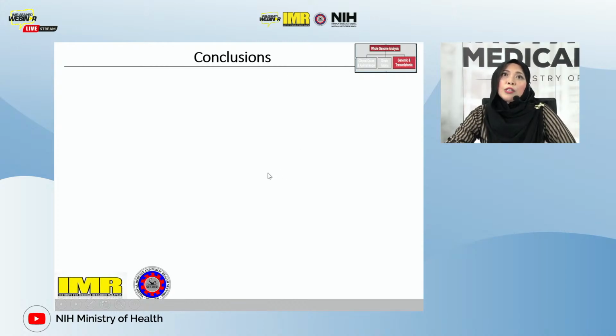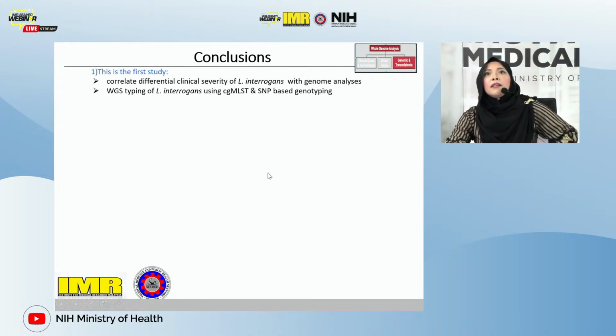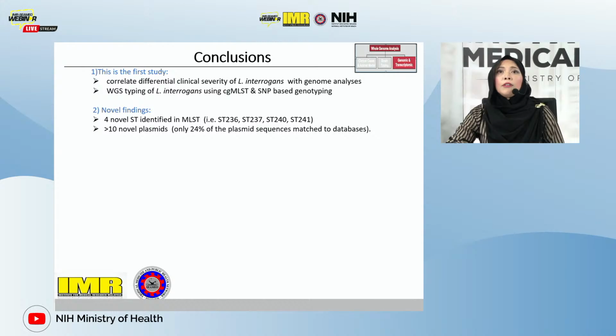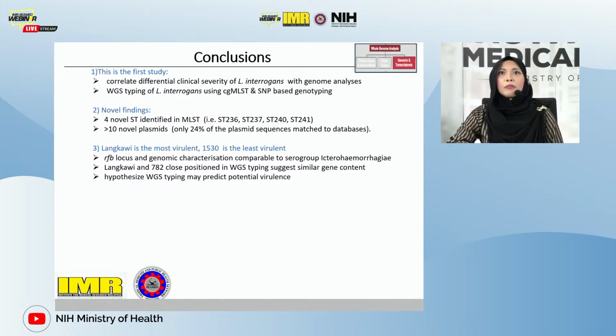As a conclusion, this is the first study that correlates differential clinical severity of Leptospira interrogans with genome analysis. This is also the first study that used WGS typing of Leptospira, i.e. cgMLST and SNP-based genotyping. Novel findings in the study include 4 novel STs identified in the MLST and more than 10 novel plasmids.